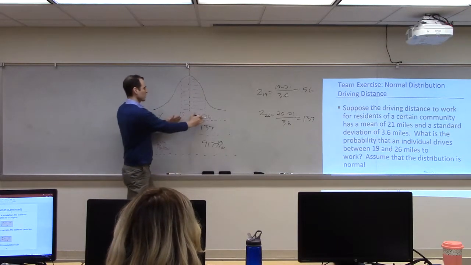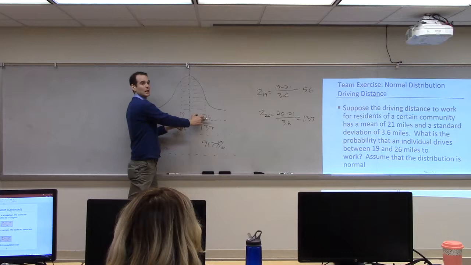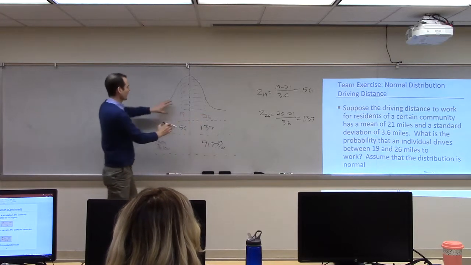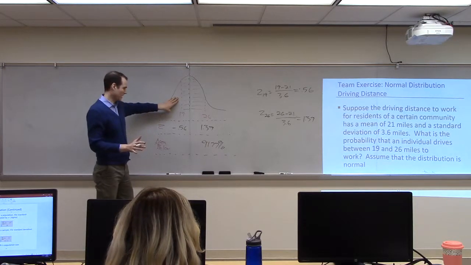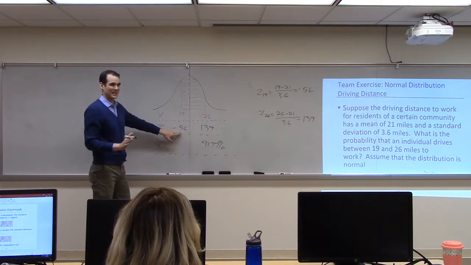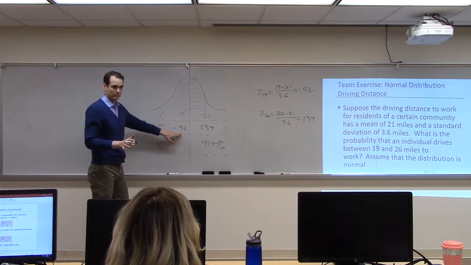Okay, so this whole thing from here is 91.77. Is that the answer between 26 and 19? No, because we need to find this little tail and subtract it off. Now how are we going to find this little tail? Because we've got a problem here, this is negative. The answer is not immediately obvious.